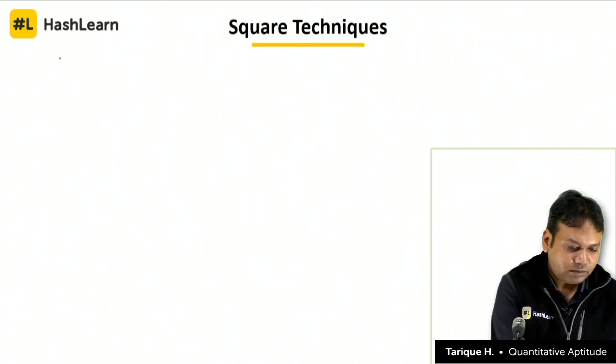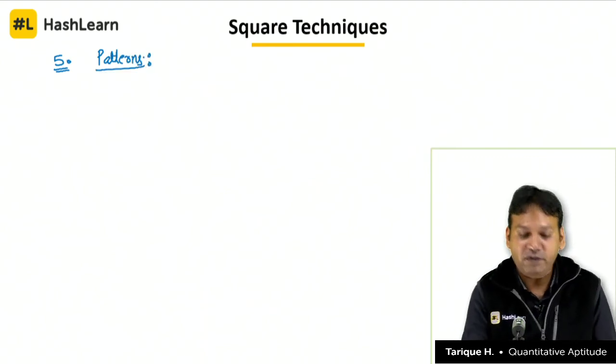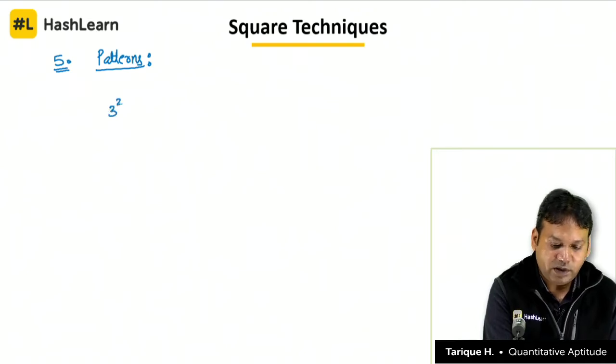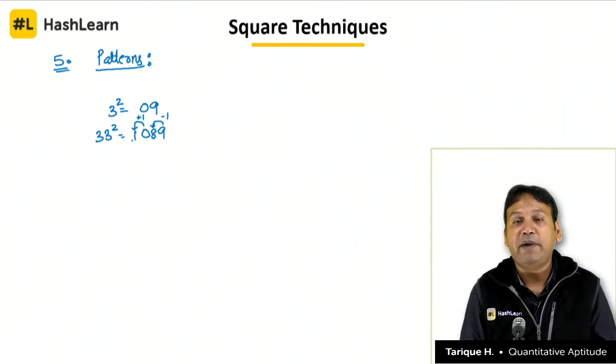Next we will see squares based on patterns. It is not very frequently asked in exams, but if you get it, you will see. One is 3 square, the pattern of 3 square is 9, and 33 square is equal to, now we take 0 and 9, and 9 plus 9 minus 1 is 8, and 0 plus 1 is 1, that becomes 1089. So, remember this is the pattern for 3.